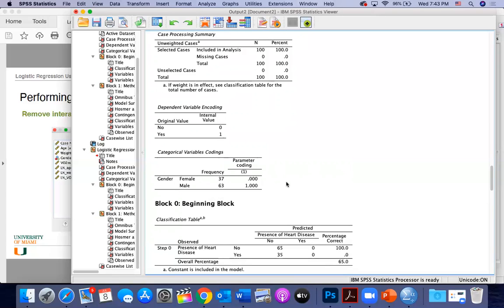So this is all about how many cases were included and excluded, etc. So there is nothing that you really want to include in your results section.